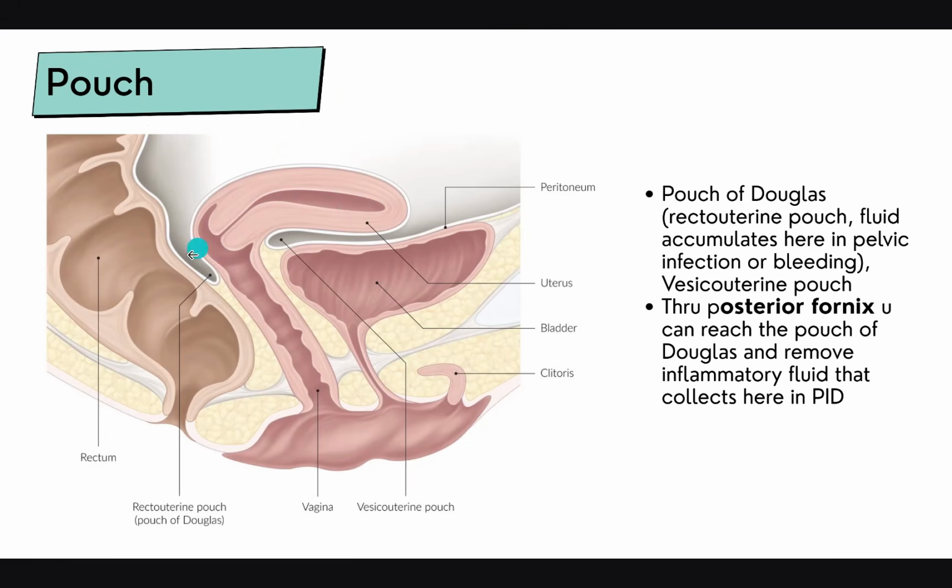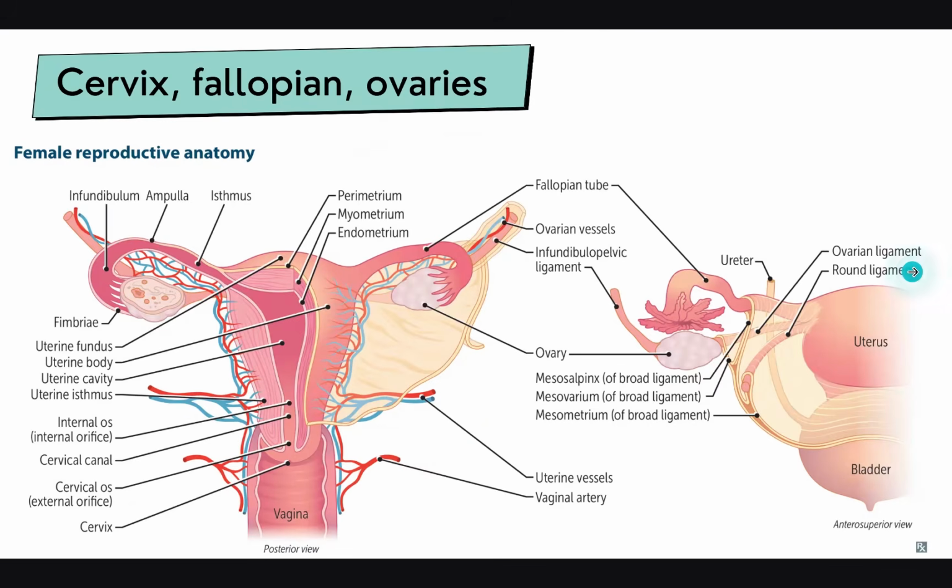If I want to drain or test any of the fluid that's stuck over here, how do I do it? I go through the posterior fornix and drain through the pouch of Douglas, or rectouterine pouch. Anteriorly, we have the vesicouterine pouch. Vesico means the bladder, so bladder and uterus. This is another pouch, so these are two pouches. But what I want you to know is that through the posterior fornix, you can reach the pouch of Douglas.